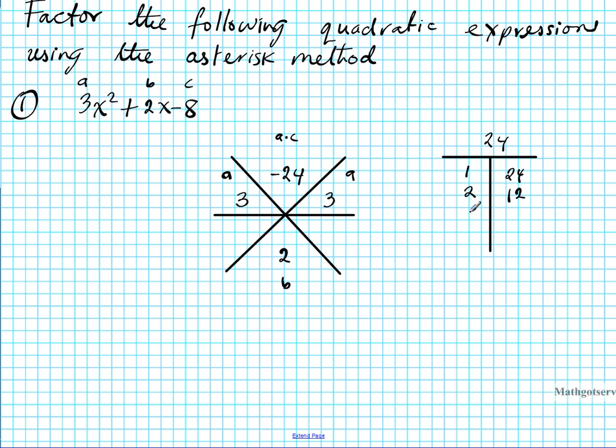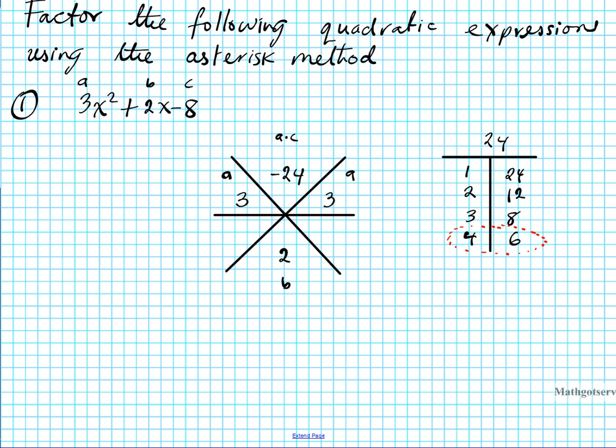No good. 3 times 8 gives me 24. If I add it, I get 11. If I subtract, I get 5. No good. 4 times 6 gives me 24 also. 4 plus 6 is 10. 4 minus 6, oh, that works. So this is the combination that we're going to use to populate the last missing spots in our asterisk. Notice that these are all the factors.